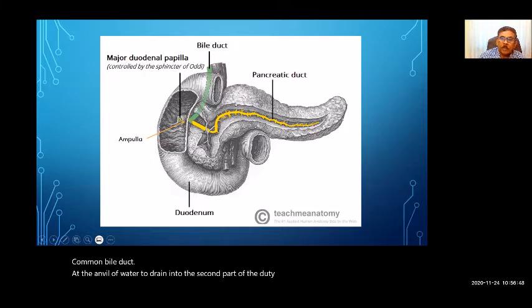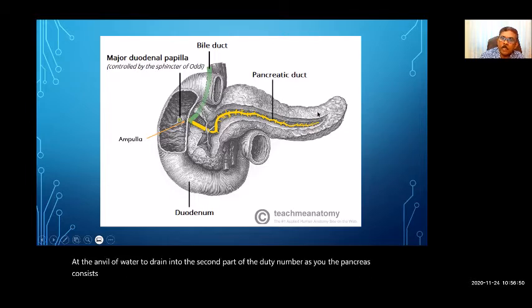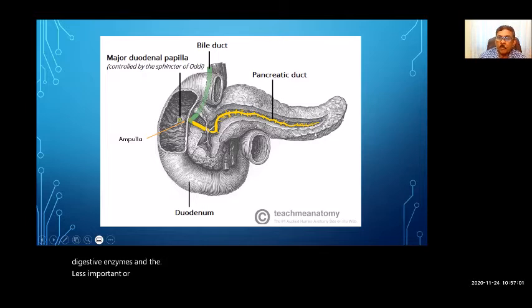As you all know, the pancreas consists of exocrine and endocrine portions. The bulk of it is the exocrine, which secretes the digestive enzymes, and the lesser volume of tissue, known as the pancreatic islets, secrete the endocrine hormones such as insulin.